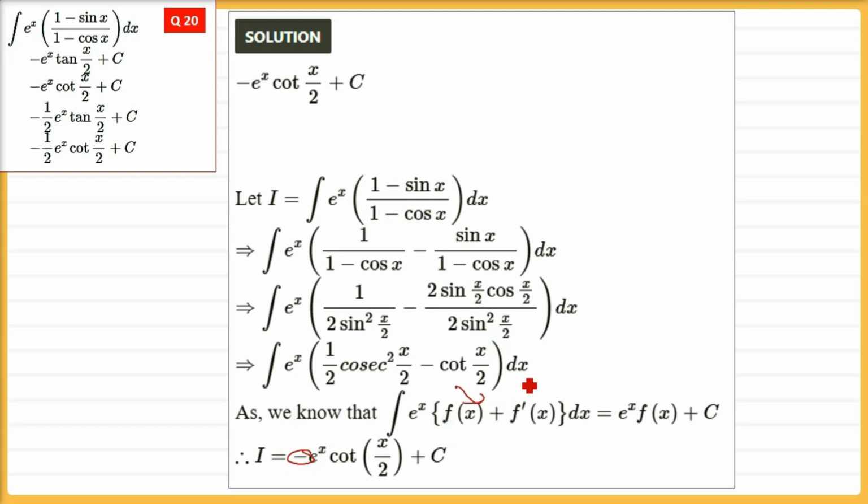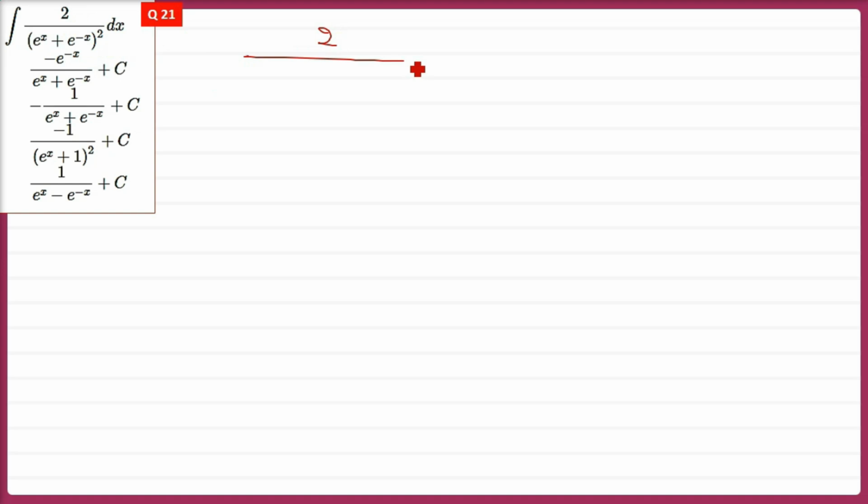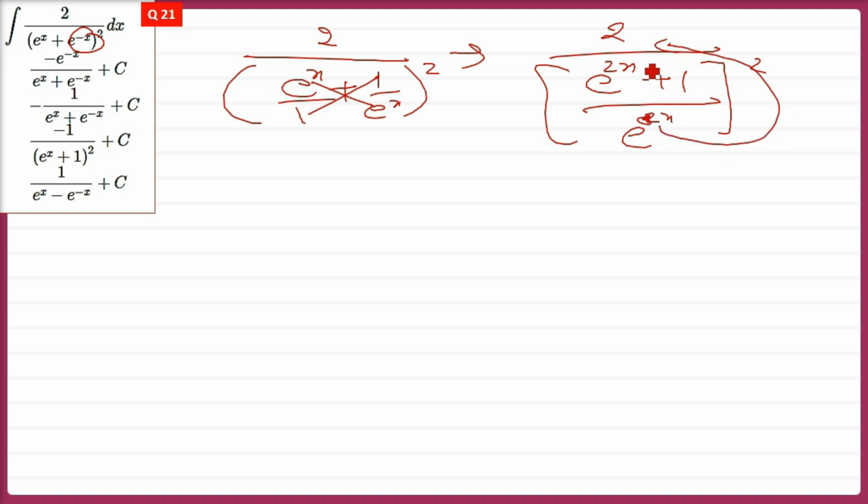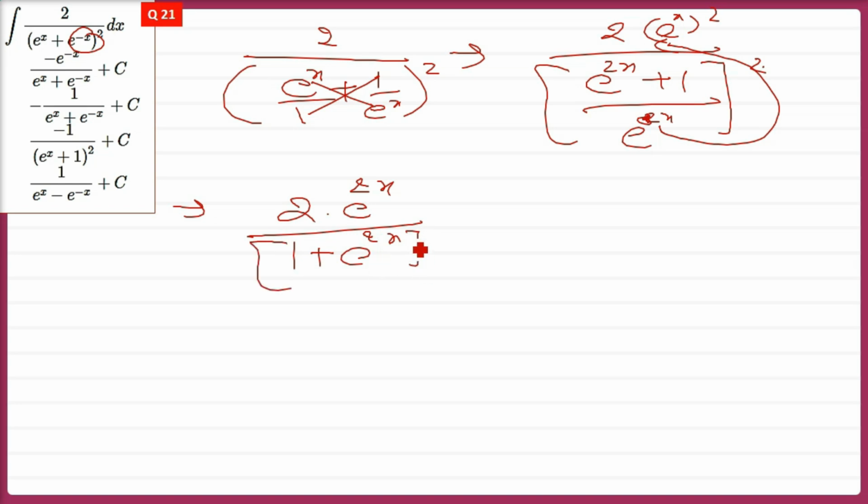We have to apply this one. We have 2 divided by e raise x plus e raise negative x. So let me write it as 1 by e raise x, and it is square. So 2 divided by e raise 2x plus 1, divided by e raise 2x. Now this is square. Please remember it's e raise x square. So when it goes up, it will be e raise x square. So the numerator became 2 e raise 2x, divided by 1 plus e raise 2x, and this is whole square.